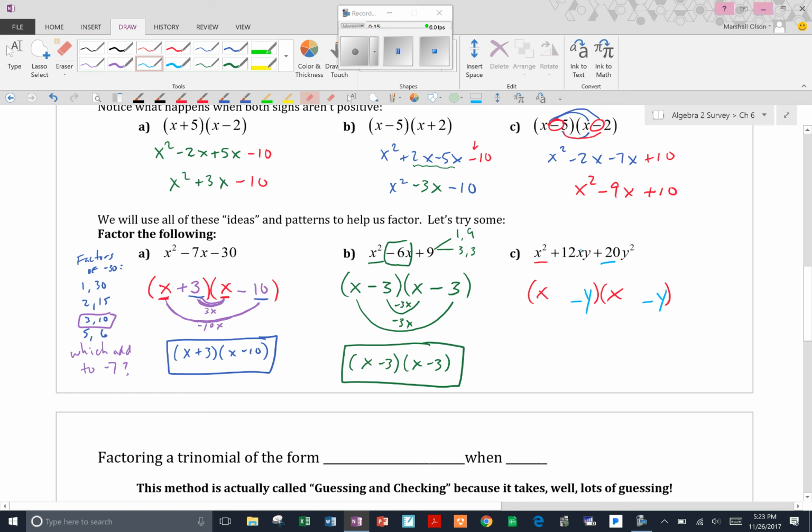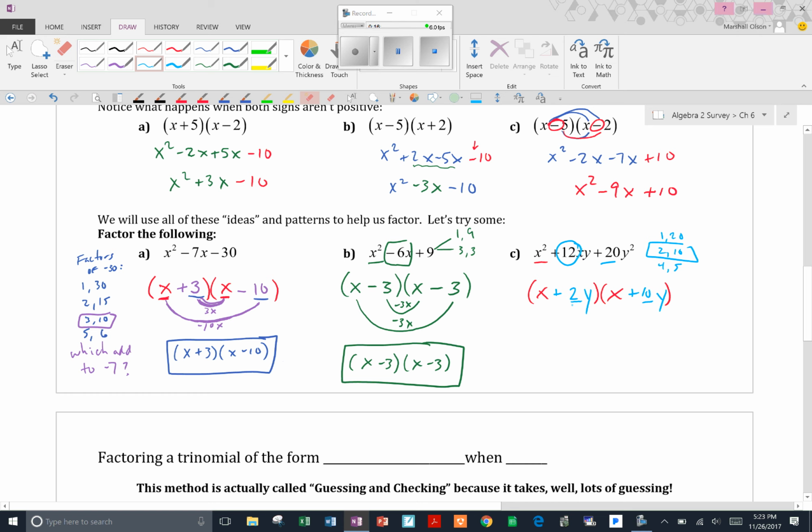Now, that is going to be okay because our middle term has an xy in it. So when we do our multiplying out, both of those middle terms are going to have xy then, which is good. So what are our factors of 20? We've got 1 and 20, 2 and 10, and 4 and 5. And I need them to somehow give me 12. I think when you break it down like that, it's pretty obvious. 2 and 10 is where we want to go. So we're going to have plus 2y and plus 10y.